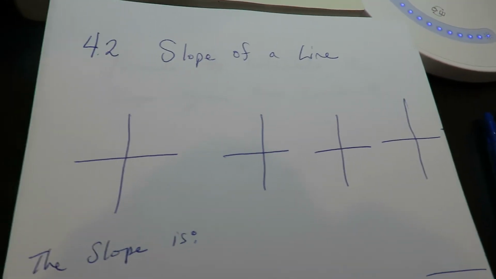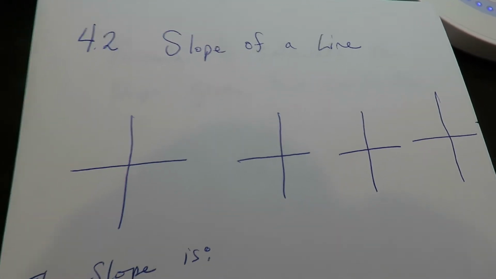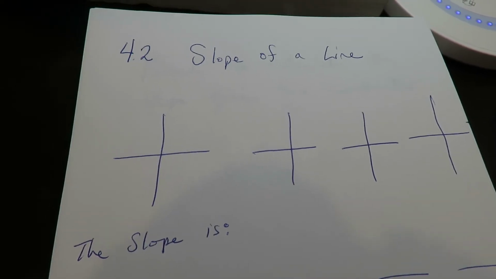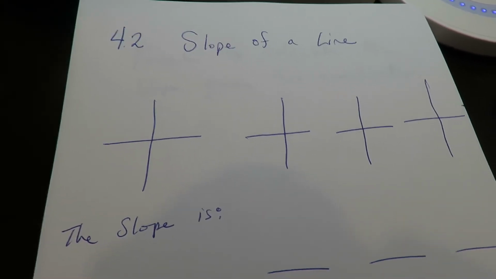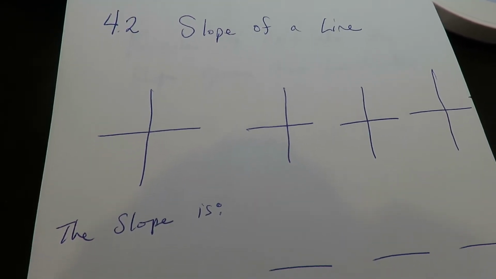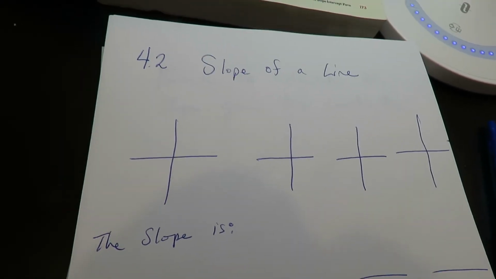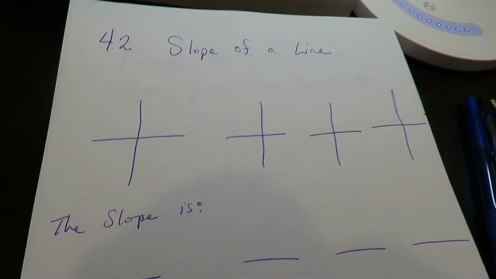Hi pre-calc. We're going to do section 4.2, that's slope of a line. I'll go over a general concept, then we'll calculate a slope, and then we'll do some graphing with slopes. Okay? So let's start with the general concept of a slope of a line.